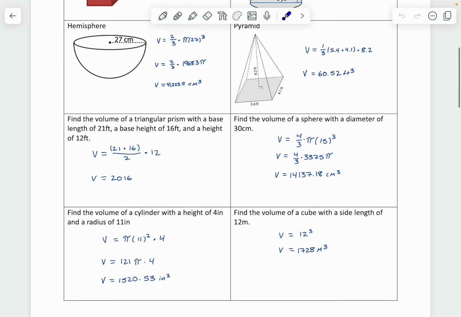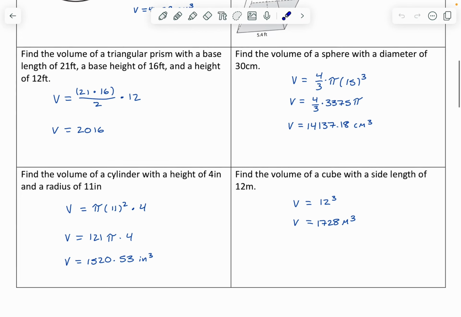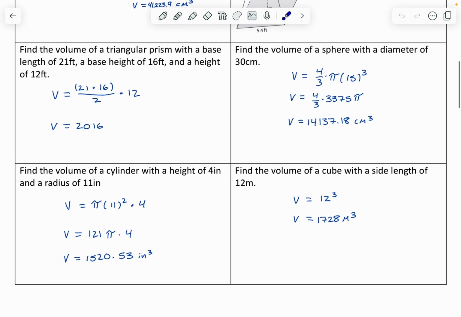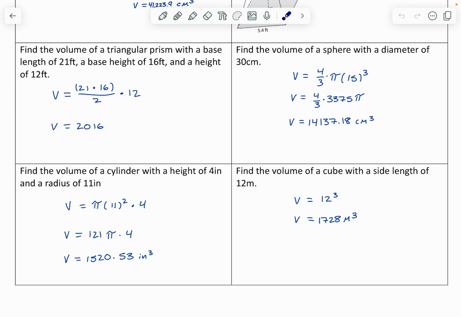Couple word problems here. I'll just leave these open. It's all just find volume, so making sure that you know the formulas that you need going in. Find the volume of a triangular prism. I know that the base is a triangle. How do you find the area of a triangle? Base times height divided by 2. Triangular prism with a base length of 21, a base height of 16, and a height of 12 feet.